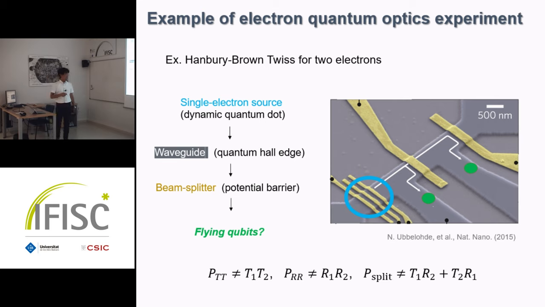In this study, what was interesting is that we measured the probability distribution in this partitioning event. In this two-electron process, there are only three probabilities: the two electrons are transmitted, or two electrons are reflected here, or the two electrons are split into different paths. In the experiment, they found that the measured probability distribution cannot be explained by an uncorrelated event, I mean the joint probability distribution of the partition. So this is a demonstration of the Coulomb interaction effect in electron quantum optics, which is different from photon quantum optics.